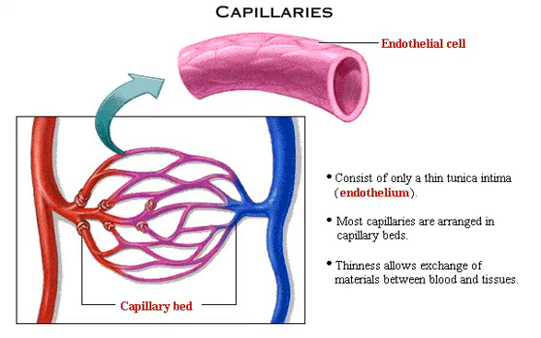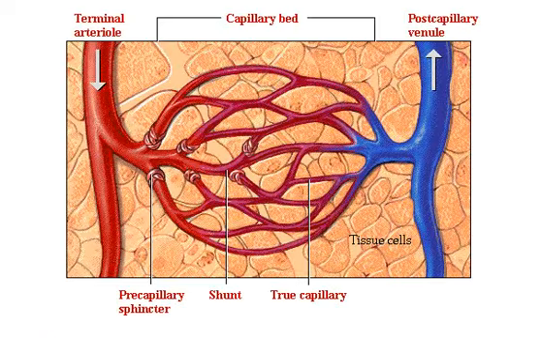Capillaries consist of only a thin tunica intima, allowing exchange of materials between blood and tissues. Blood flow regulation occurs at the capillary beds. The terminal arteriole brings blood to the capillary bed.